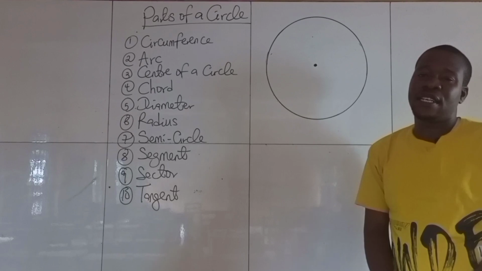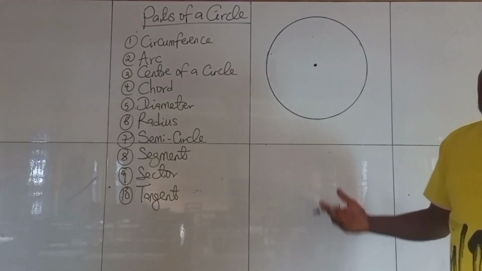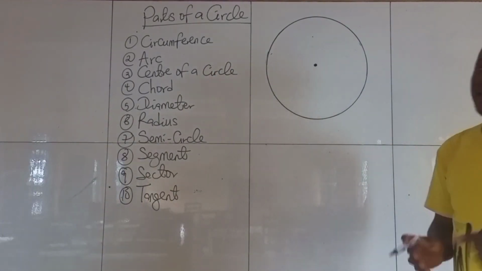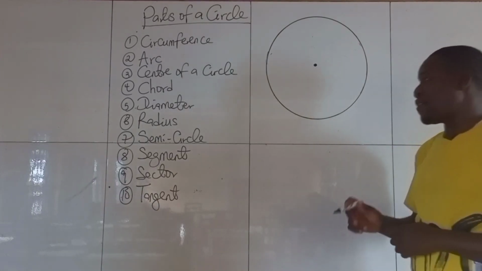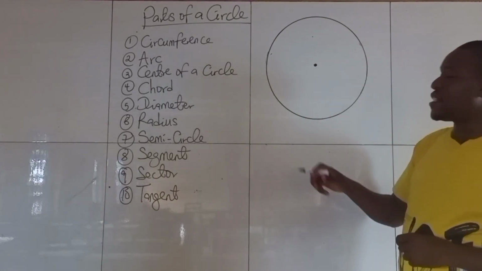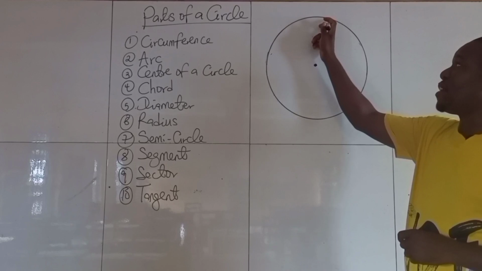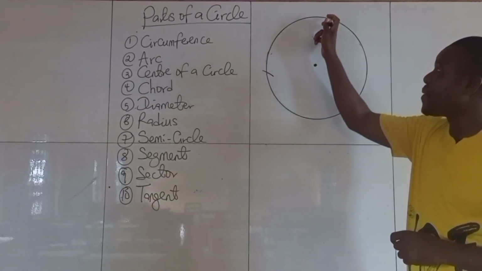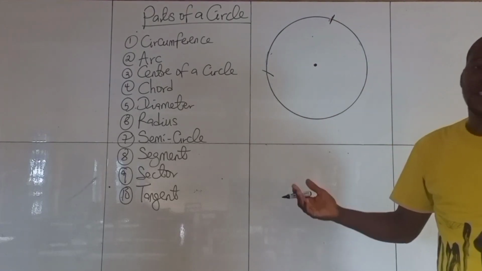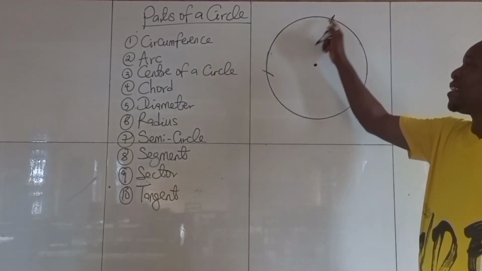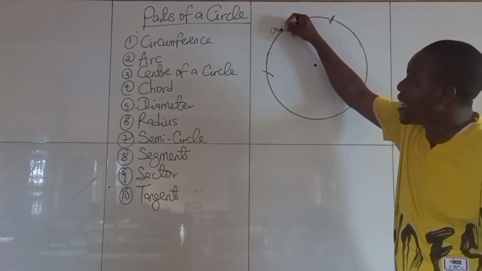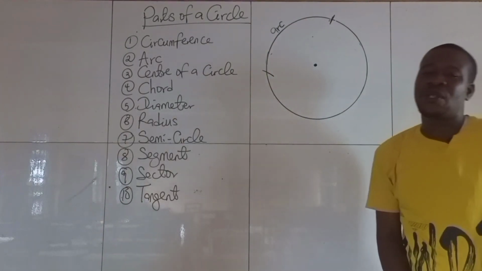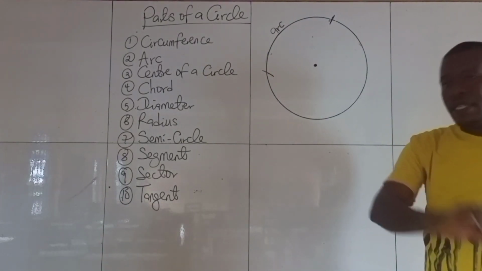So we go to number two. Number two, arc. What is an arc? An arc is a part of the circumference. So supposedly I want to draw a circumference and I start from here and along the way I stop here. Then I did not finish the circumference. So from here to here becomes an arc of a circle. So an incomplete circumference is the arc.